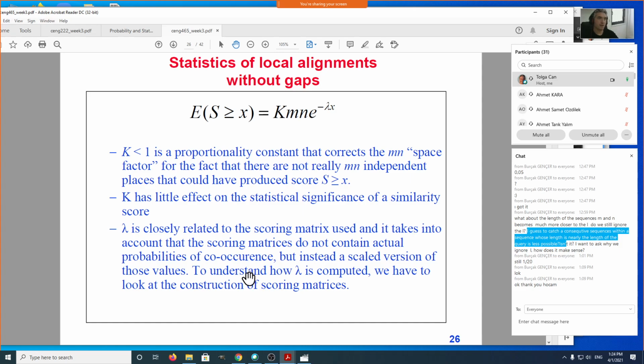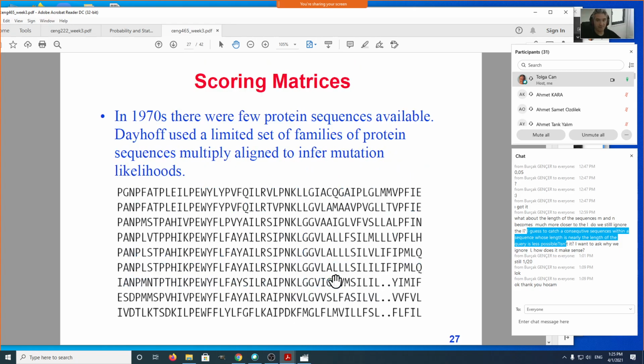They just enlarged, scaled all of them with a constant number so that they became integers, or rounded integers at the end. But this lambda is that inverse scaling factor. So here is how they did it in the 1970s.